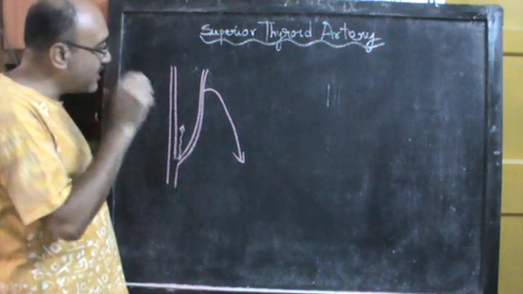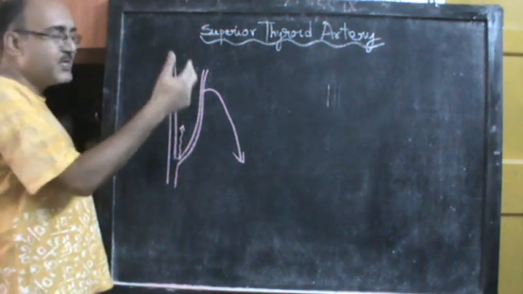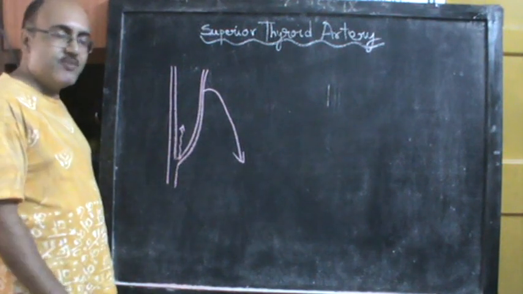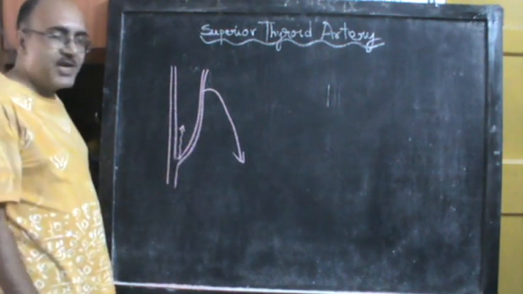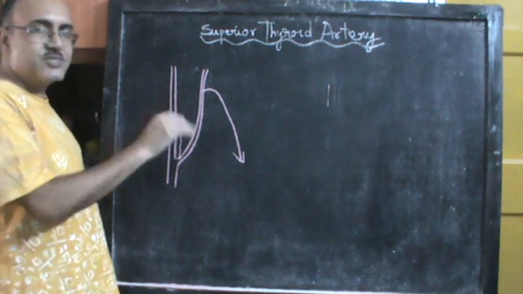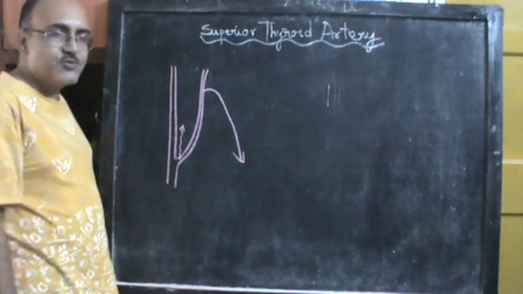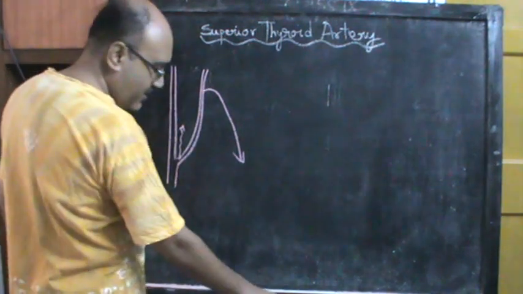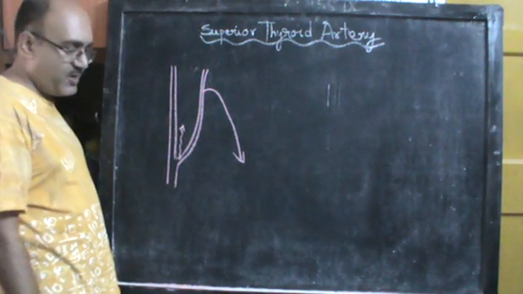So the trunk of the artery can be said to arise from the external carotid artery just below the greater cornu of the hyoid bone and descend down up to the apex of the lateral lobes of the thyroid gland. So this is more or less the extent of the superior thyroid artery. Now when it is descending down, it is going parallel actually to the thyrohyoid muscle.